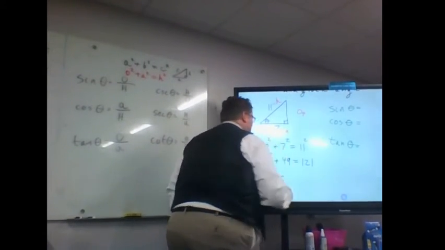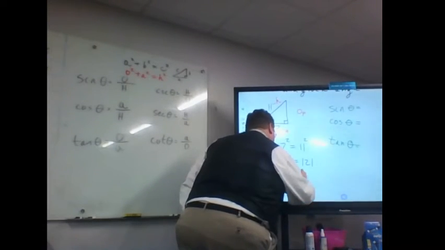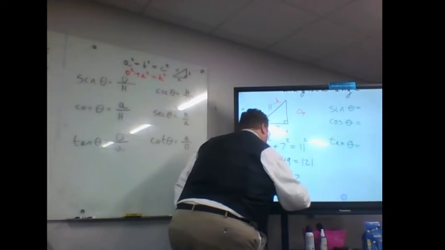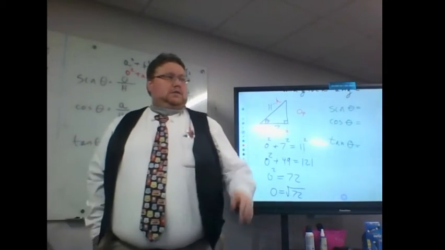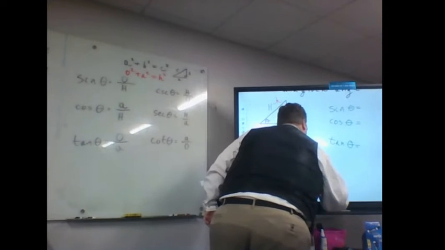So I end up with O squared is equal to 121 minus 49. 72. Take the square root. And I take the square root to get O by itself. So O is equal to the square root of 72. Calculator is helpful here if you can't do it by yourself. 6 square root of 2. Isn't it plus or negative? Leave it as a radical.